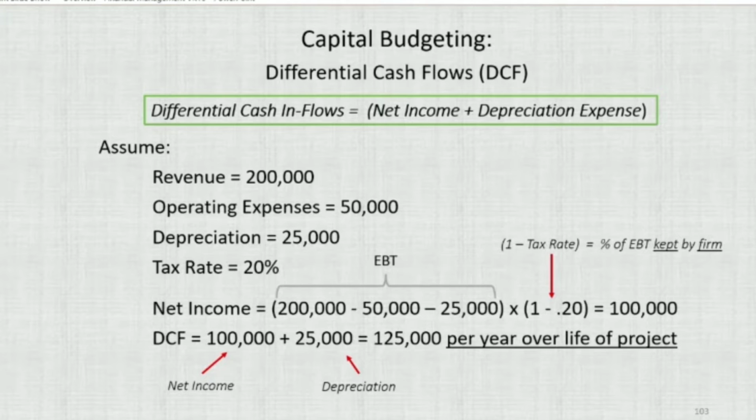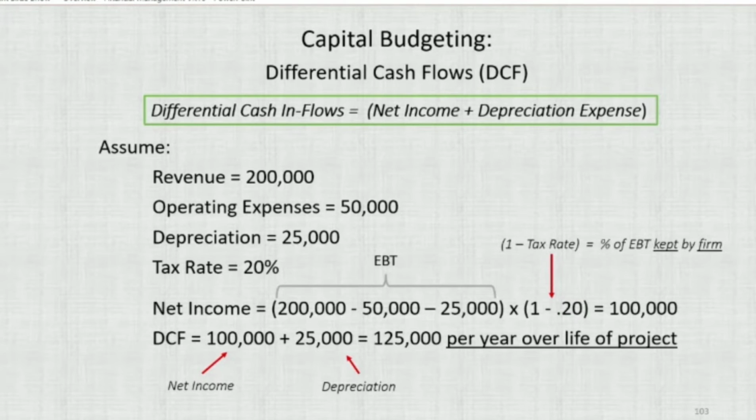Now recall, when you're calculating net income, one of the deductions is the depreciation expense. And depreciation, of course, is a non-cash item. That is, there's no cash movement in or out of the firm because of a depreciation expense. It's just an accounting number. So to get cash inflows, we need to add depreciation to net income.